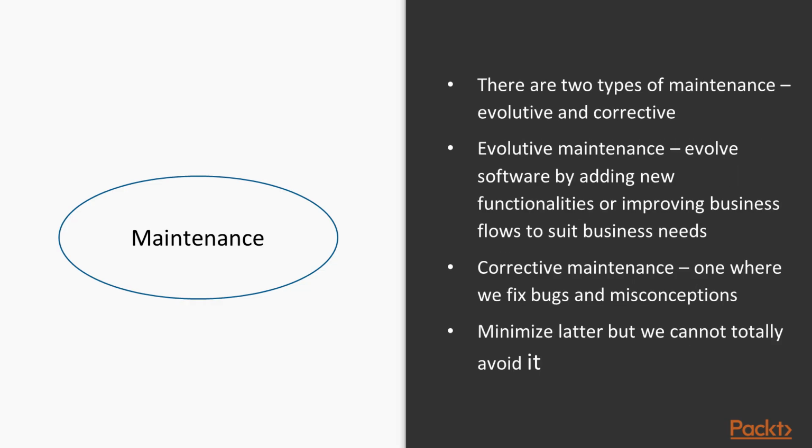The last stage is maintenance. There are two types of maintenance, evolutive and corrective. Evolutive maintenance is where we evolve our software by adding new functionalities or improving business flows to suit the business needs. Corrective maintenance is the one where we fix bugs and misconceptions. We want to minimize the latter, but we cannot totally avoid it.